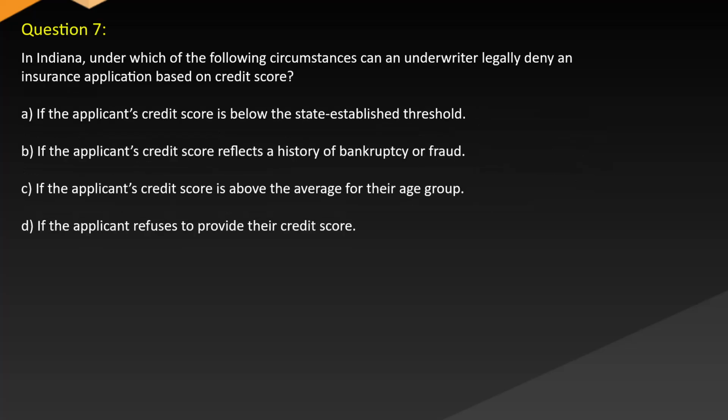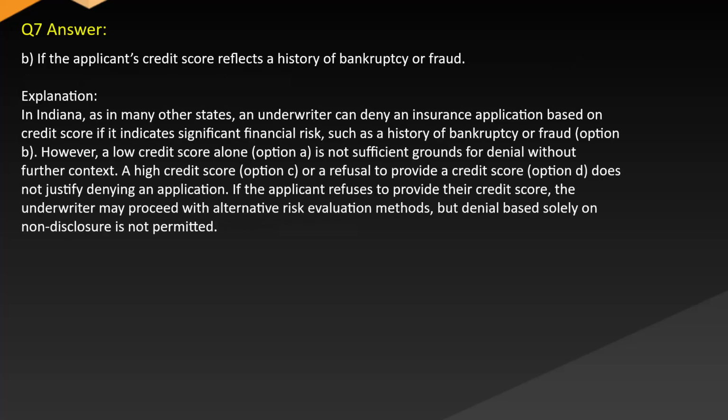Question 7. In Indiana, under which of the following circumstances can an underwriter legally deny an insurance application based on credit score? A. If the applicant's credit score is below the state-established threshold. B. If the applicant's credit score reflects history of bankruptcy or fraud. C. If the applicant's credit score is above the average for their age group. D. If the applicant refuses to provide their credit score. Answer: B. If the applicant's credit score reflects history of bankruptcy or fraud.